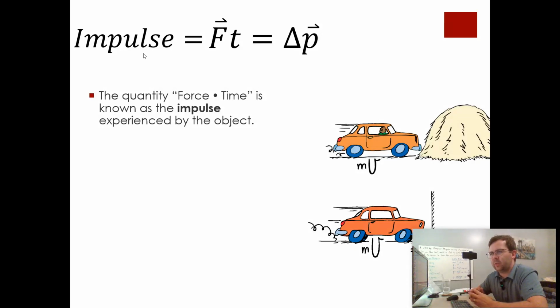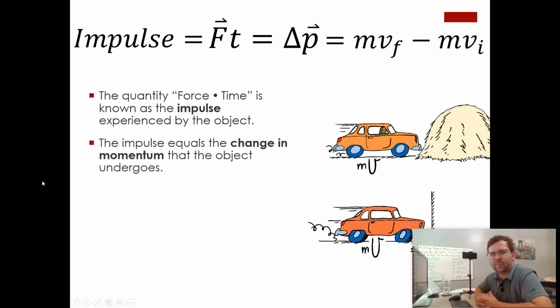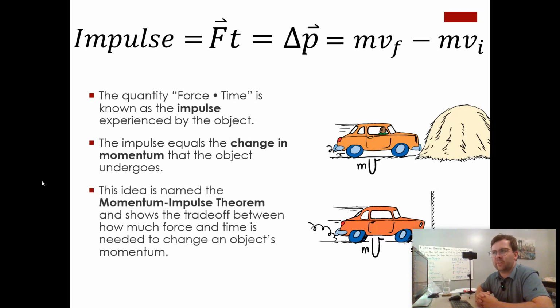So we've already said that the quantity force times time is known as the impulse. And the change in momentum is simply the mass times final velocity minus the mass times initial velocity. So we think about momentum as mass times velocity, but if the momentum is changing, that means the velocity is likely changing. And so this equation at the top of the screen is called the momentum impulse theorem. And it shows that there's always a trade-off between the amount of force that's acting on an object and the time that it takes to change that object's momentum.